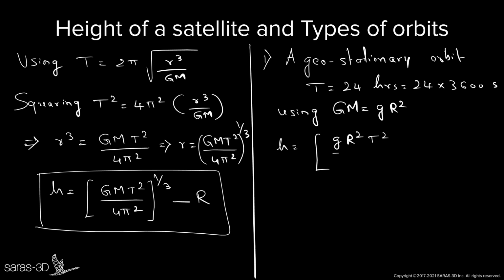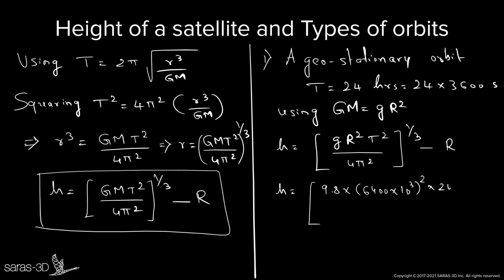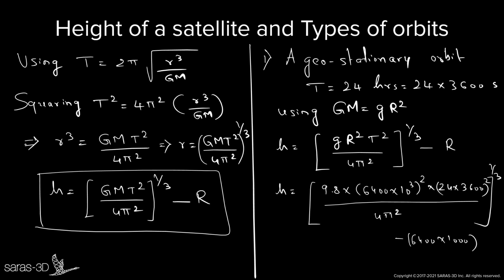So just substitute all this: g is equal to 9.8, 6400 into 1000 meter is the radius of Earth, and it is squared, and 24 into 3600 square, which is the time period square, divided by 4 pi square, to the power 1 by 3, minus the radius again in meter. So solve this numerical and you will see that it comes out nearly equal to 36,000 kilometer.